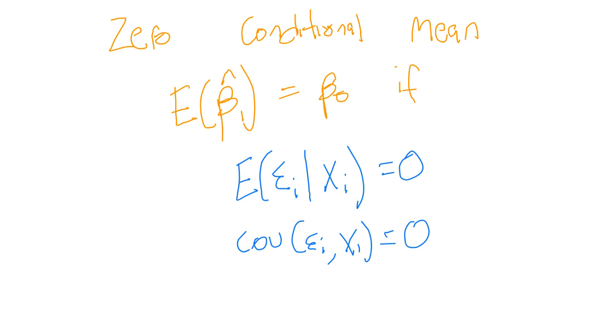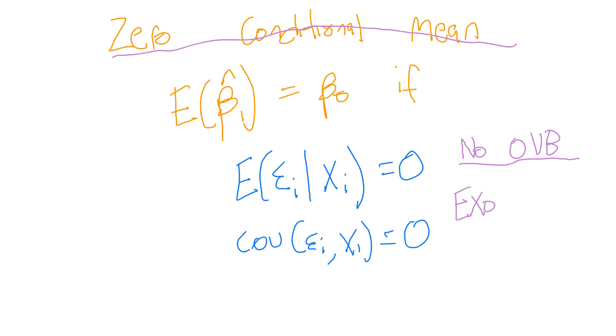And basically what we're assuming here is that there's no omitted variable bias. There's nothing that's correlated with both our independent and dependent variable that we're leaving out. Okay, and so it's called the zero conditional mean assumption. It means we're assuming there's no omitted variable bias, and another word for it is the exogeneity assumption.